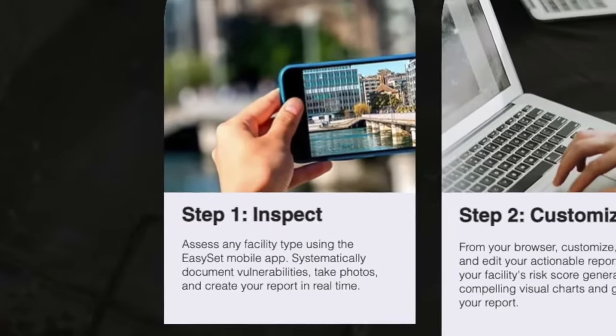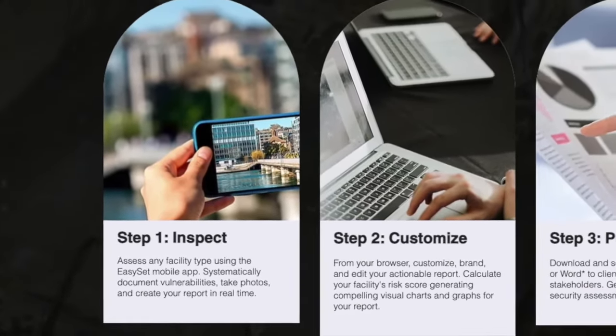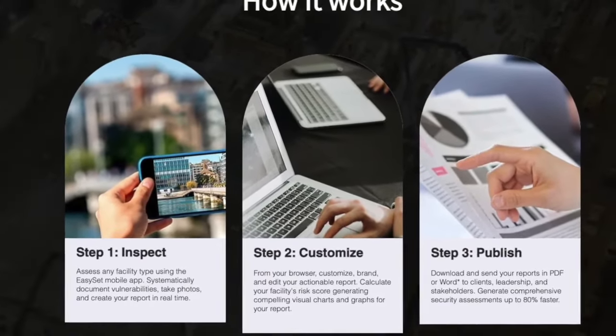Welcome to a brief demonstration of EasySet, a software platform designed to help you generate detailed physical security and risk assessment reports in 3 easy steps. EasySet provides you with a mobile app, which is used on-site to conduct your inspection, and a browser-based web editor, allowing you to edit, fine-tune, customize, and deliver your report.